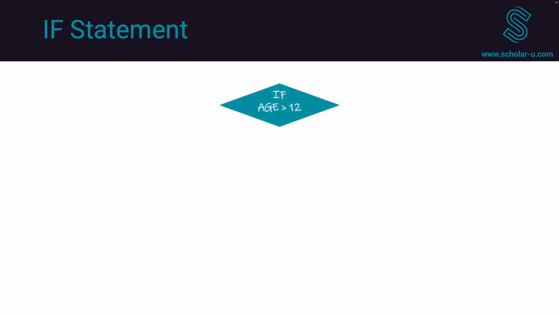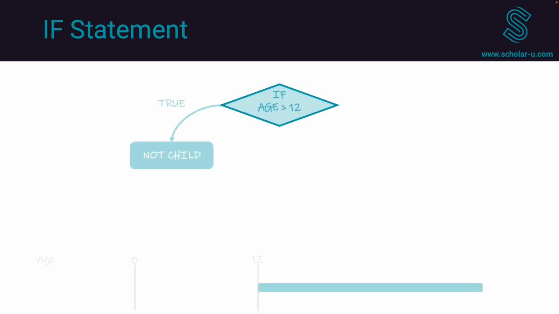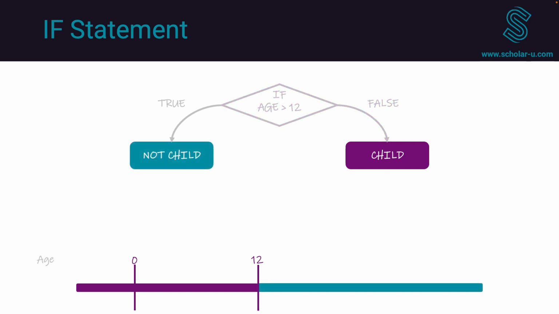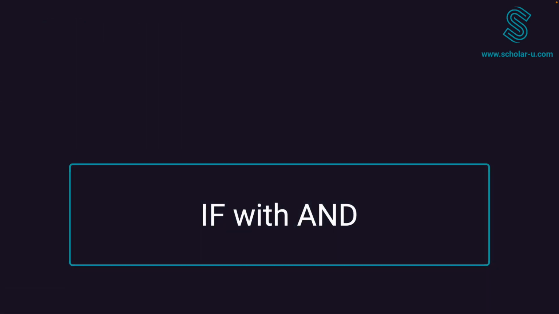When we work with if statements, we can also use them in the opposite way. We can first ask ourselves if the age is greater than 12 years old. And if so, we're going to label them as not child. Otherwise, we're going to label everybody else as child. And at the bottom, we can see that we still have the two options as before, where we have created two categories.